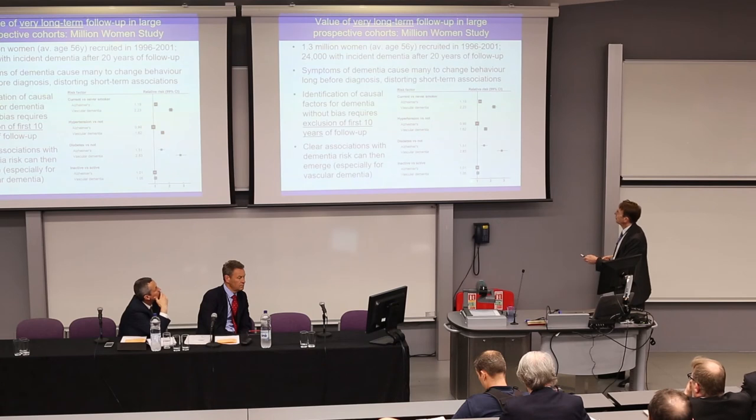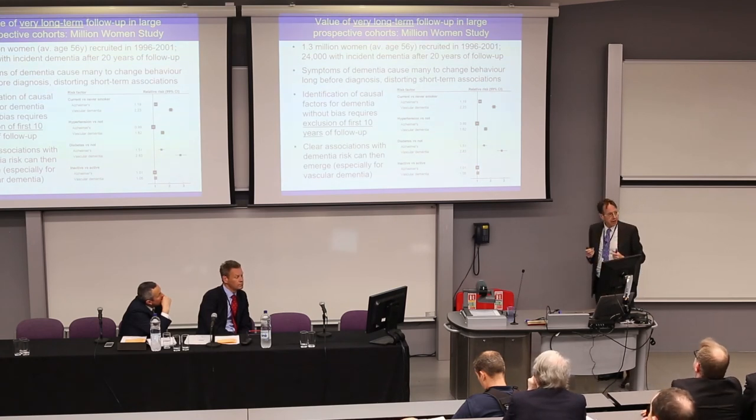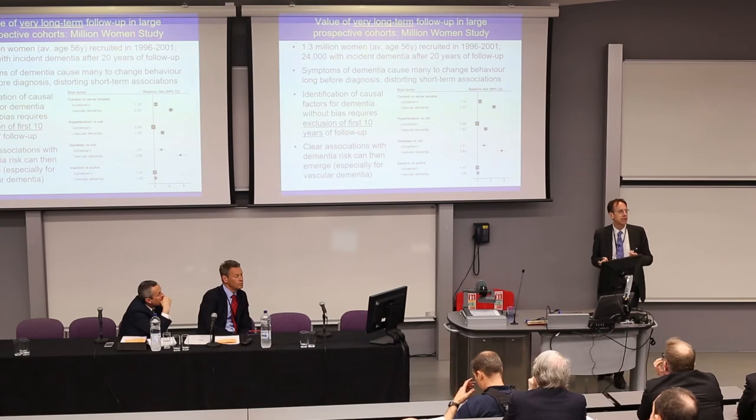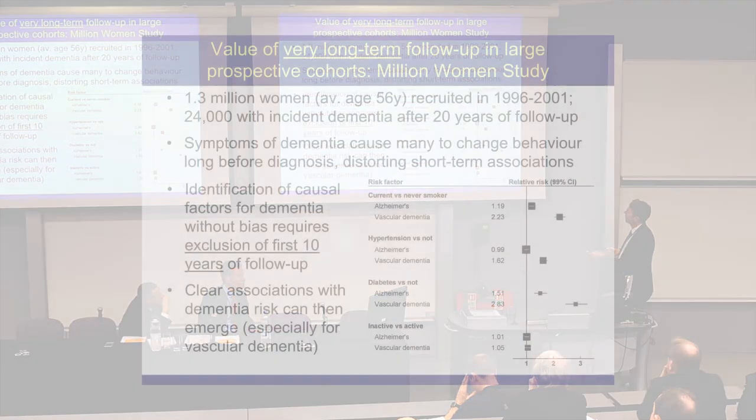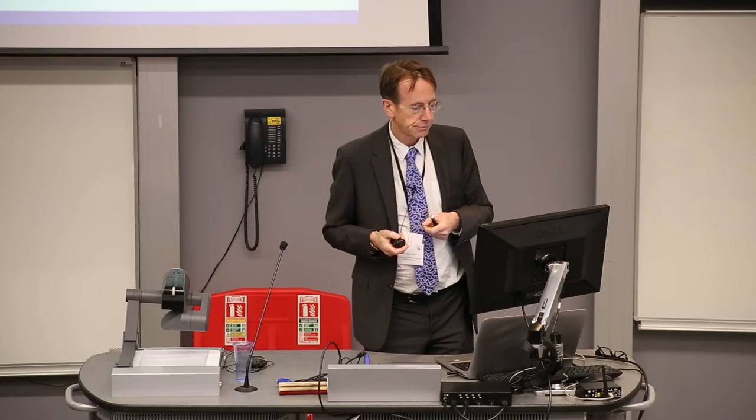And I just wanted to draw your attention to this. There's often been a claim that activity is a determinant of dementia. And what it is, is reverse causality. If you exclude the first 10 years, then there's absolutely no association between activity and any kind of dementia, whereas the other associations come through very clearly, and you get a very nice distinction between vascular and non-vascular dementia.